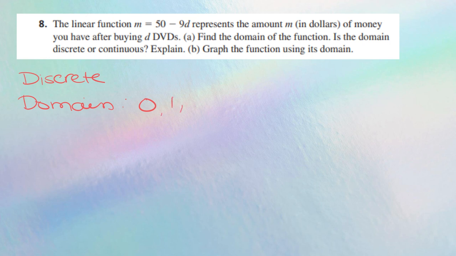So I'm just going to go 1, 2, 3, 4, and 5. Can I still go on? Yes. But I'm going to stop at what? At 5. Okay? I'm going to stop at 5. Why? Because the DVD has to be a whole number.